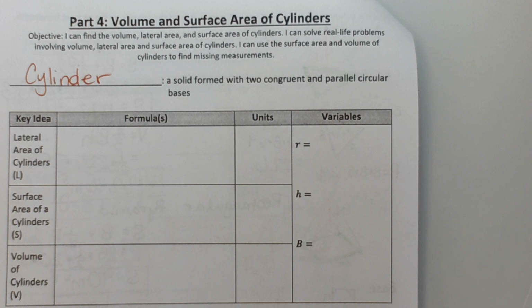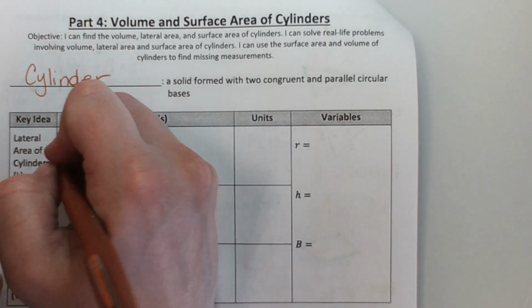The height of the rectangle is the height of the cylinder, because cylinder height is the distance from base to base, just like a prism. Which means it is not always going straight up and down. If I hold my prism or my cylinder like this, my height, let me try that again. My height is going here from base to base.